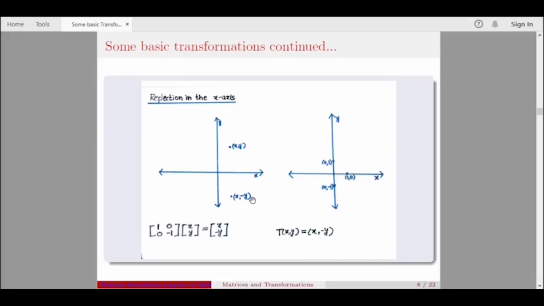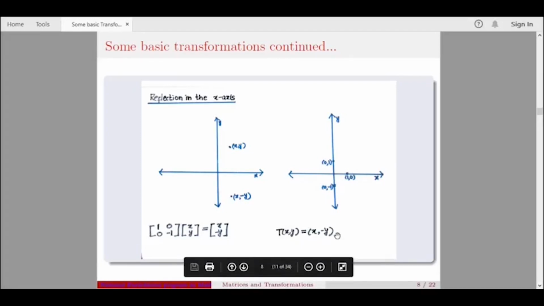Now we will see what the matrix corresponding to this transformation is. For this we will see how this transformation acts on the vectors (1, 0) and (0, 1). We know that (1, 0) and (0, 1) form the standard basis for R2. So we will see how this transformation acts on this basis.